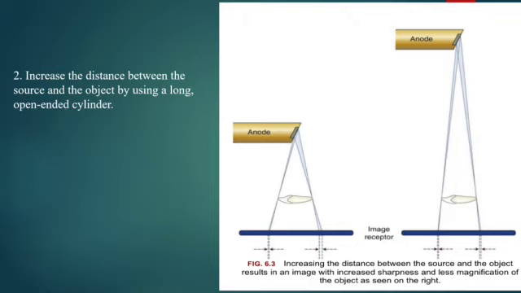For intraoral X-ray units, the distance from the source to the edge of the aiming rim ranges from 8 inches to 16 inches. The image shows that increasing the distance between the source and the object results in an image with increased sharpness and less magnification of the object, as seen on the right.